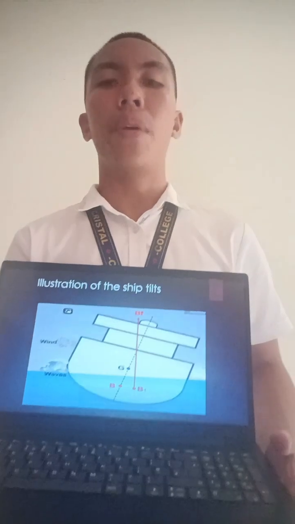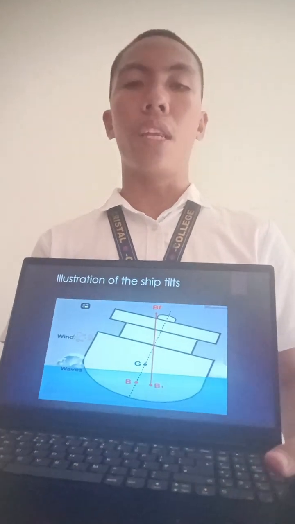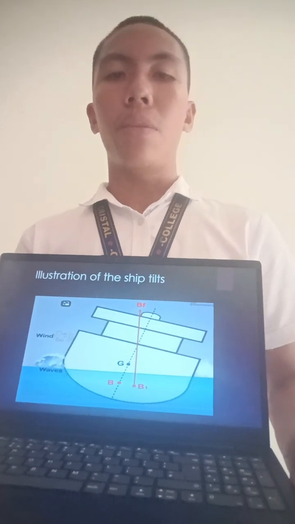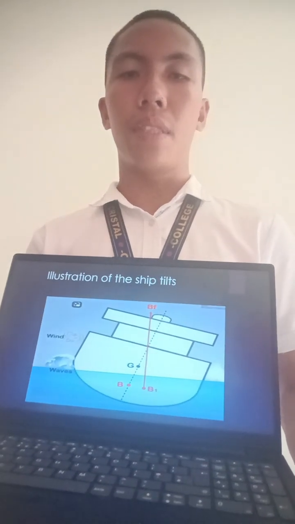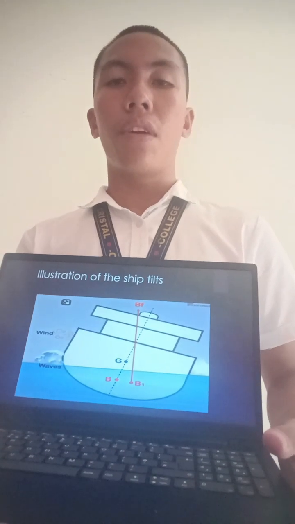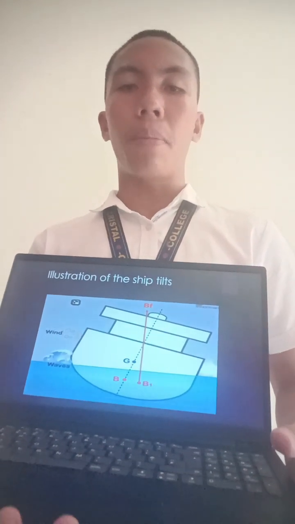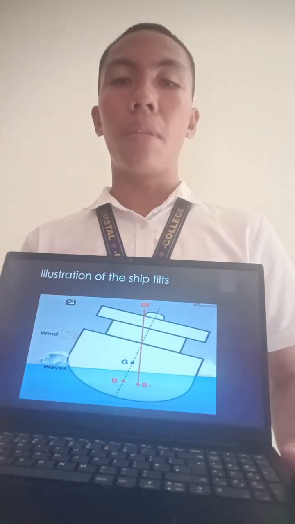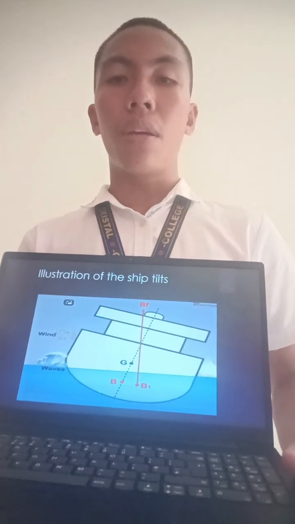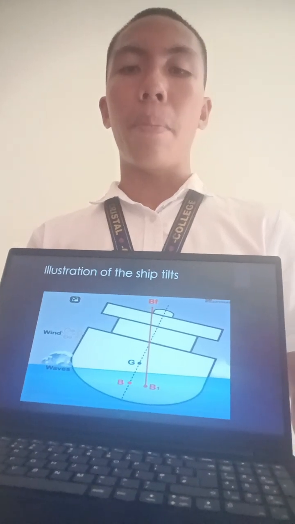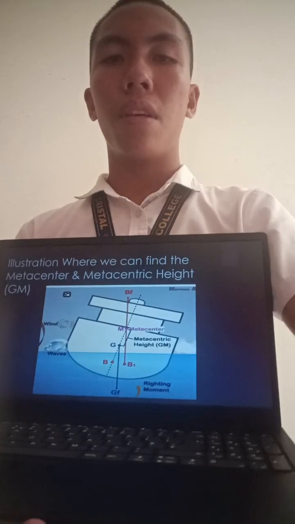Imagine a ship with its weight evenly distributed. The center of gravity would be located at the geometric center of the ship. The location of the center of gravity significantly affects the stability of the ship. A lower center of gravity makes the ship more stable, while a higher center of gravity makes it less stable.